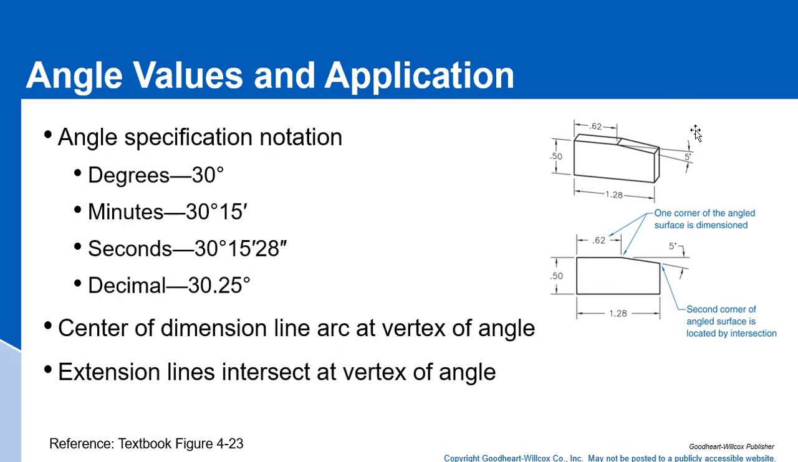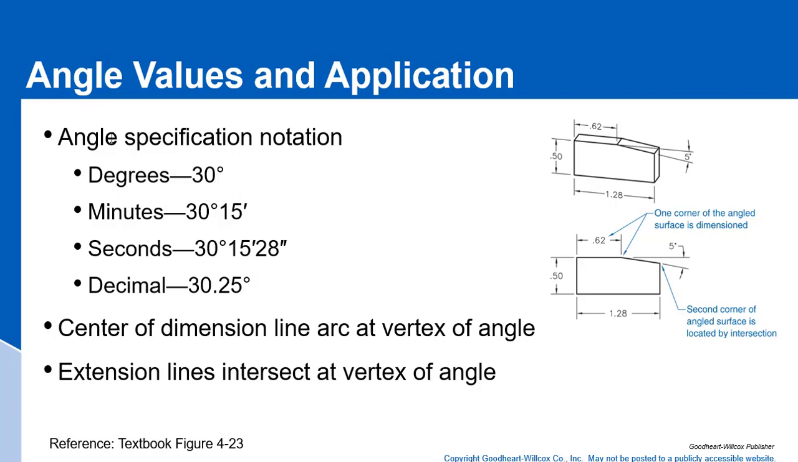In this case we have an angle surface right here. We have 5 degrees, and then we also have a dimension to one of the vertices. So one corner of the angled surface is dimensioned. The second corner of the angled surface is located by the intersection of this 5 degree from there. So you need one of these vertices named, and you need the angle named.